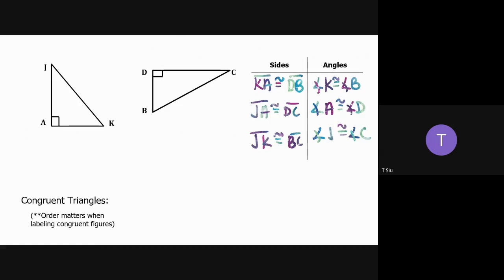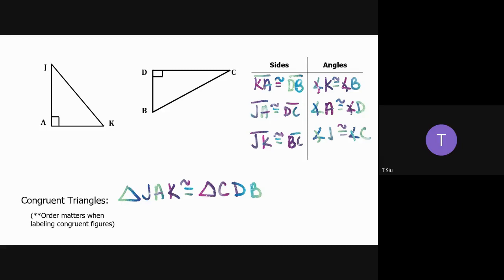To identify the congruent triangles, order does matter when labeling these figures. So I can label it triangle JAK is congruent to triangle CDB. Notice that J is in the first position and is congruent to angle C, which is also in the first position. Angle A is congruent to angle D, and they are located in the second position, while angle K and angle B are also congruent to each other, but they are located at the end of the congruence statement.